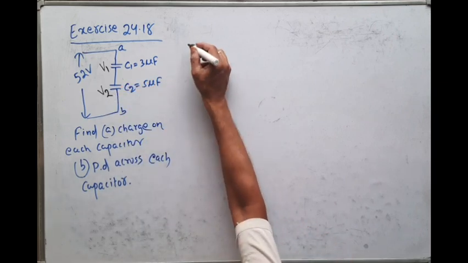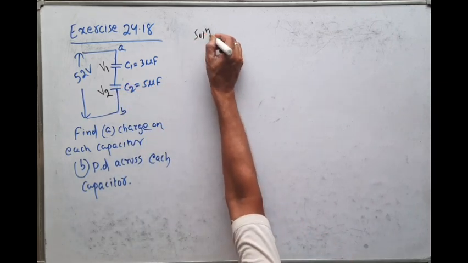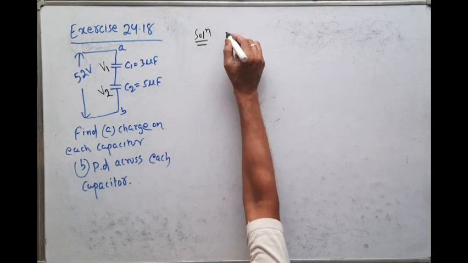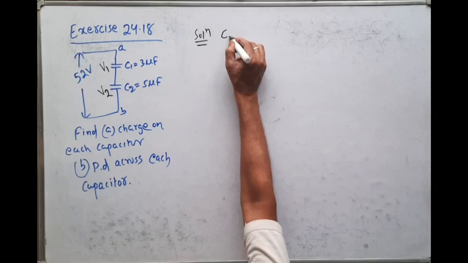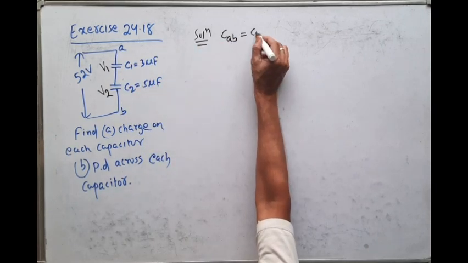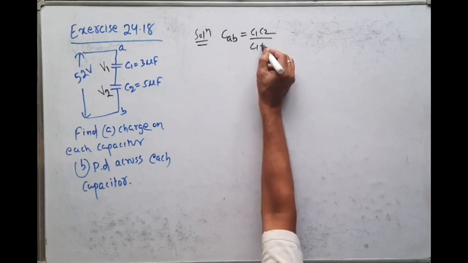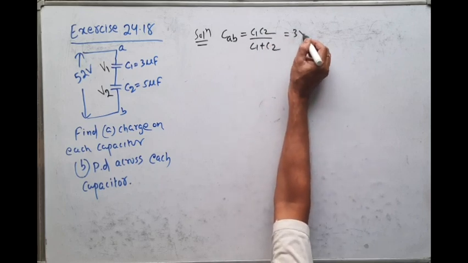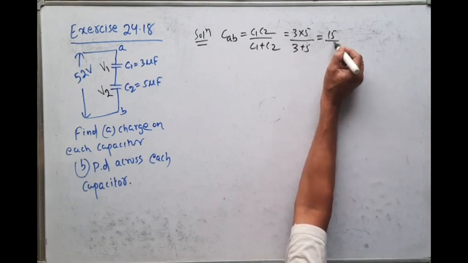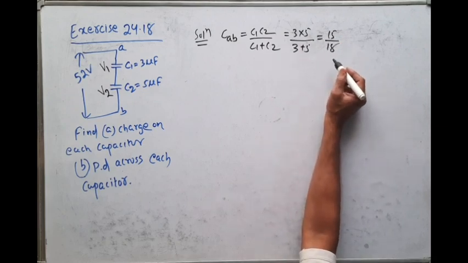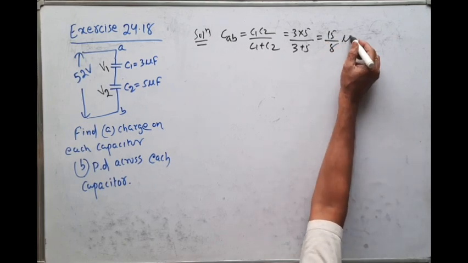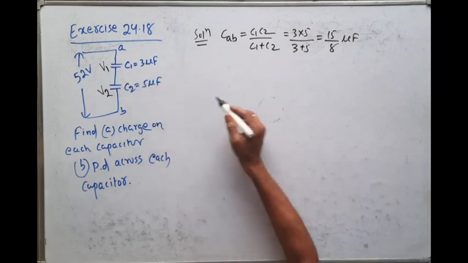Now we will find the equivalent capacitance of C1 and C2. Since both are connected in series, the equivalent capacitance across the A and B terminals is equal to C1 C2 by C1 plus C2. That is equal to 3 into 5 by 3 plus 5, which is 15 by 8 microfarad. This is the equivalent capacitance.